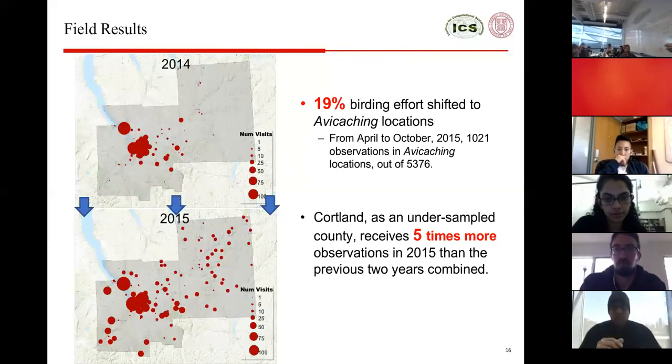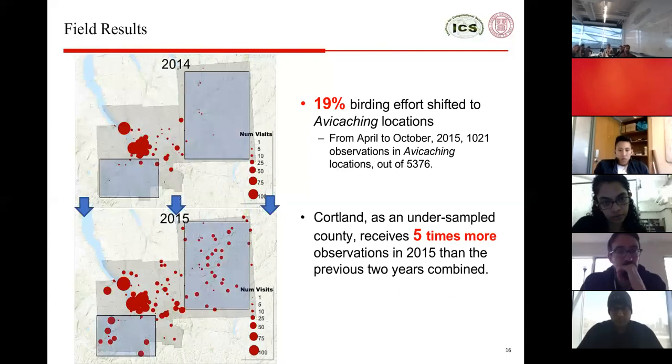The shaded areas are these two counties. And I use the size of the dots to represent how many visits there are in different locations. As you see, in 2014, most observations are in Tompkins County, and they are highly concentrated. With the introduction of the Avicaching game, we are basically able to shift the observations to almost everywhere in these two counties. And this shows that there is quite a shifting happening in these two counties.